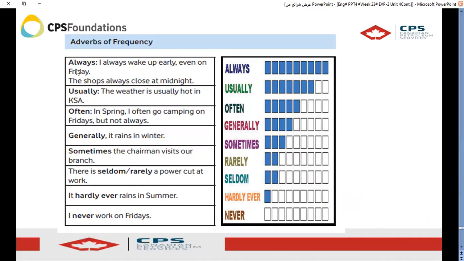Some examples here for everything, and hardly ever, see, is a little bit less than seldom. This is new. Seldom and rarely are the same. They are between sometimes and never. So these are the new things. Rarely, seldom, hardly ever. Usually use them to speak about things that happen very rarely, things that you do or that happen to you not a lot of the time.